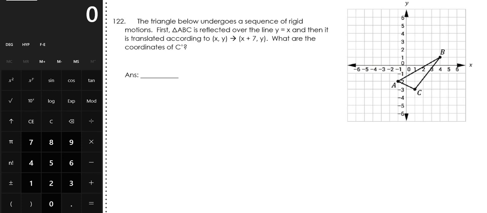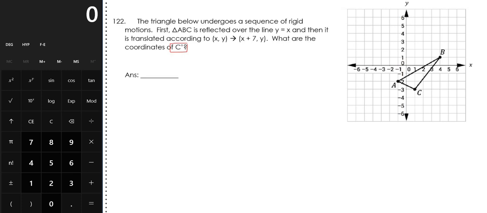Number 122. Read it and then come back. Okay, so this question is asking you just for the coordinates of C prime. Now we're going to be more ambitious than that, and we're going to do all the coordinates and figure out what our final image coordinates are, because it's good practice.